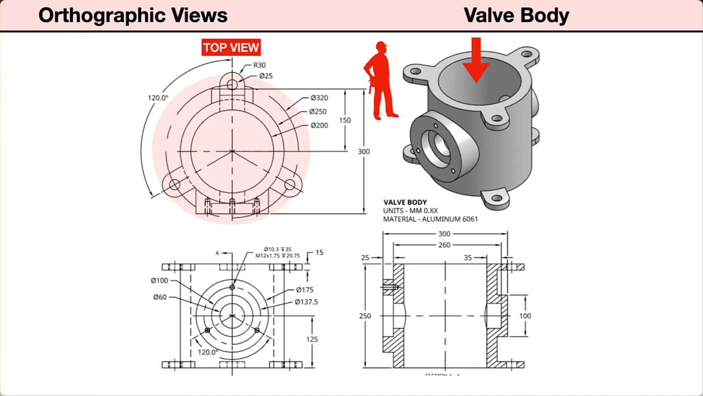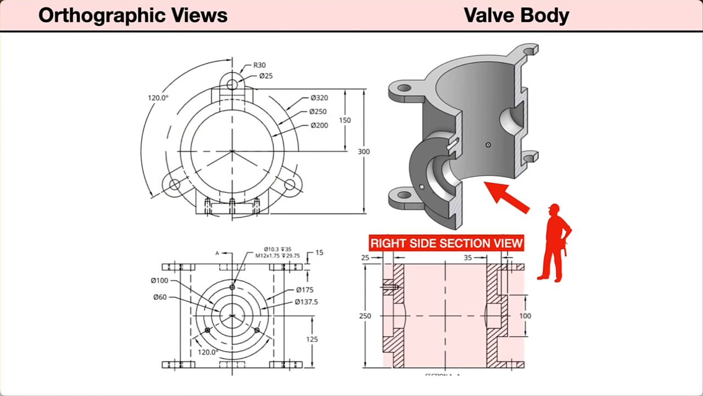Projected above the front view is the top view. Projected to the right of the front view is the right side view, shown here as a half section. The hatched areas show where the material was cut to reveal the interior features. The cutting plane line in the front view shows us the location and view direction of the section view.